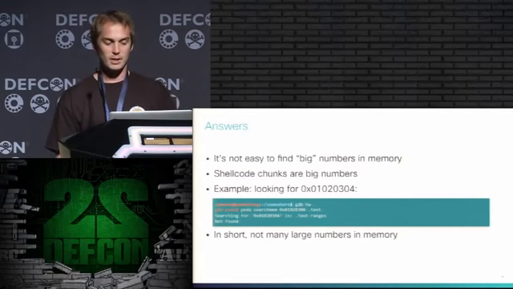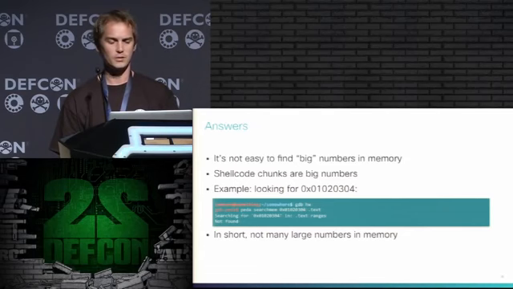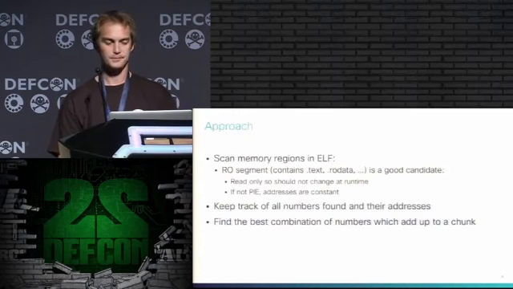Here I put a small example of looking for 010203304 in GDB, and it just doesn't yield anything. If you look at multiple programs and search for those numbers, they're not really there. So I had to find a different approach.